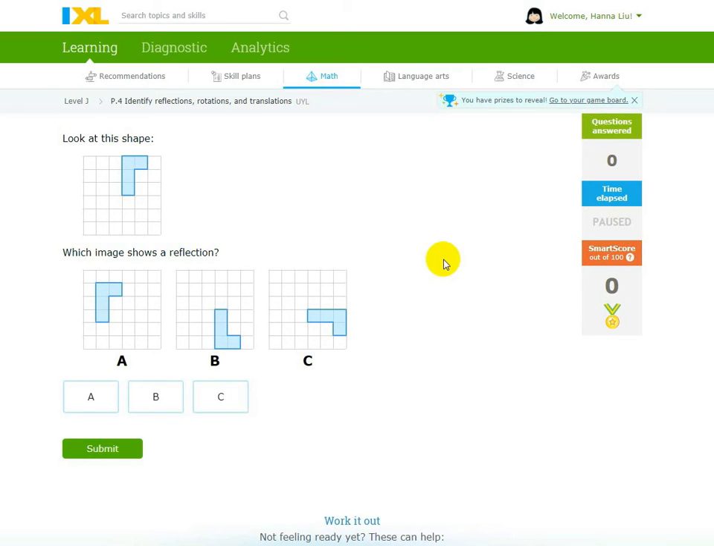Today I'm going to be showing you how to identify reflections, rotations, and translations. So these questions are found on a website called iExcel. It is Level J Math P4 Identify Reflections, Rotations, and Translations.